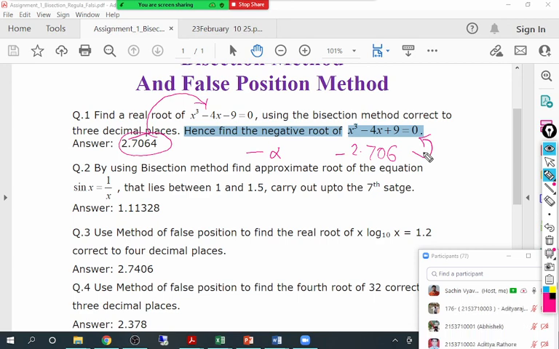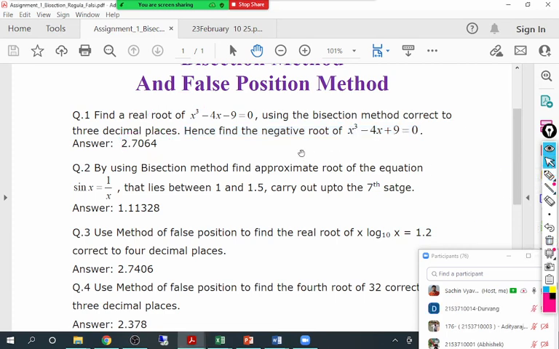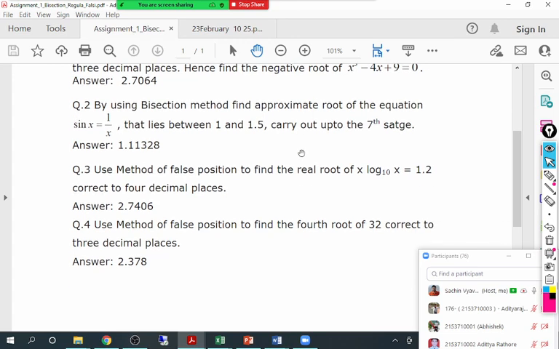Otherwise, yes, there are multiple ways. You can go by Newton-Raphson. You can go by hit and trial. Number of ways are there, but you should understand the question first. In the question itself, it is written hence find. Okay, that's all. Come to the question 2 now.